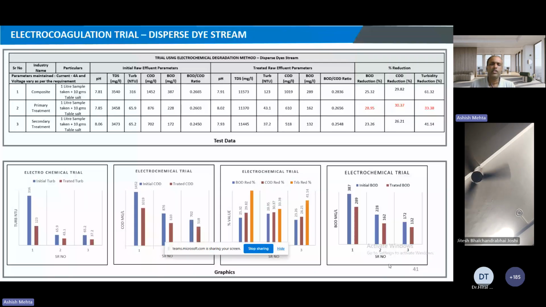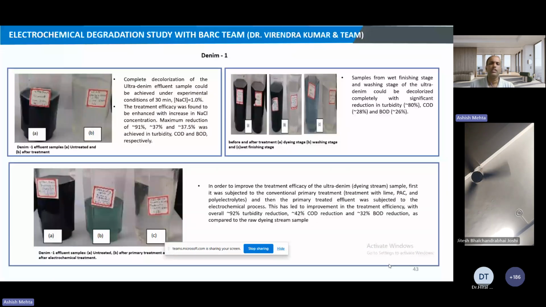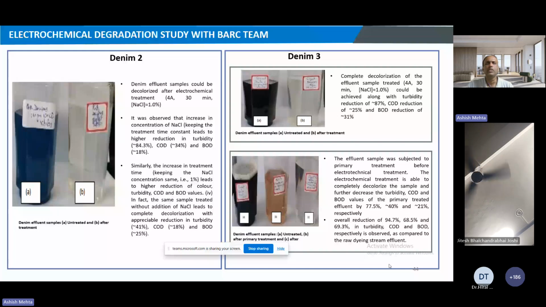These are some trials for the dispersed dye streams which are generated from dyeing and printing units and yarn dyeing units using particularly synthetic clothes and dispersed dyes. These are again electrocoagulation trials for dyeing and printing units, and you can see the samples and the differences. So based on this kind of R&D and studies, we could optimize our physicochemical treatment, and then it was scaled up on CETP systems.